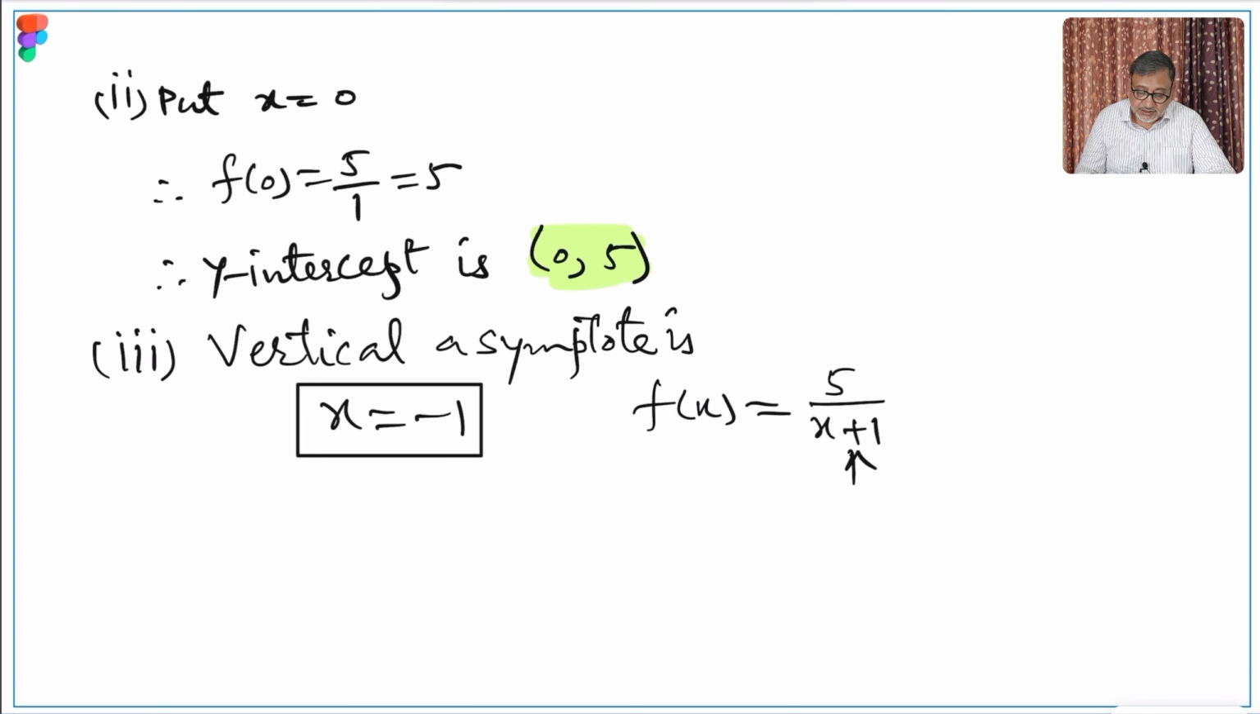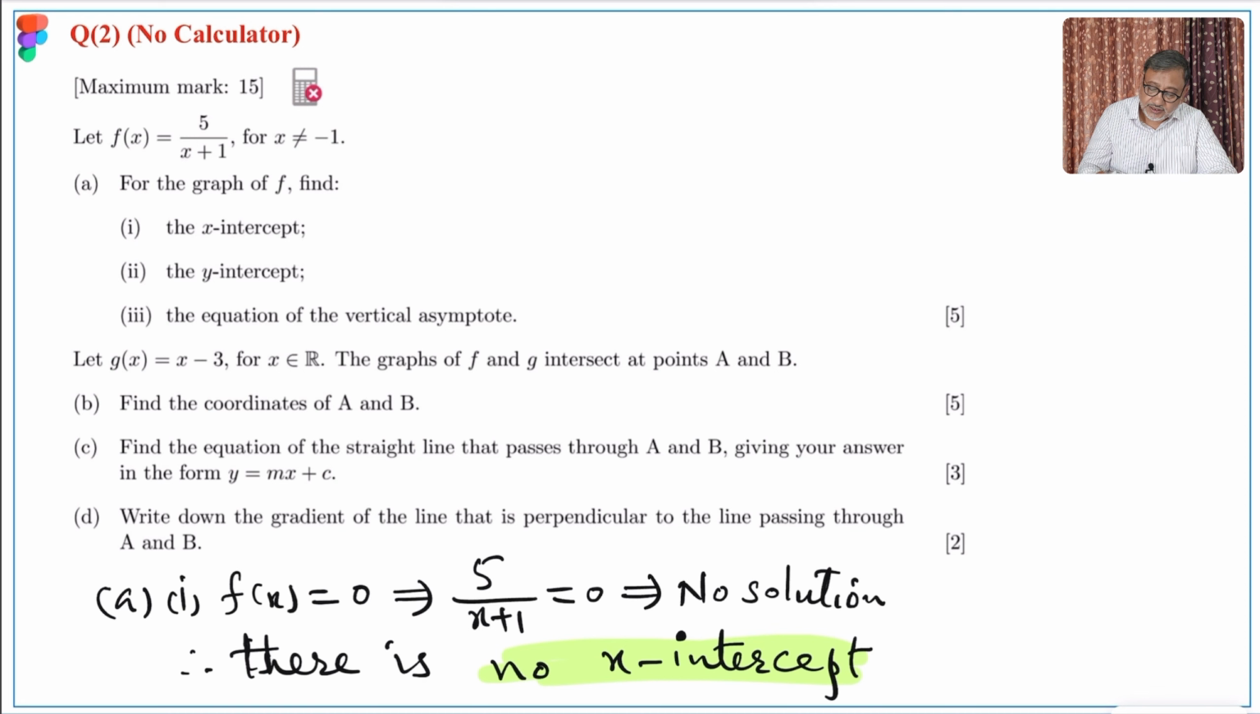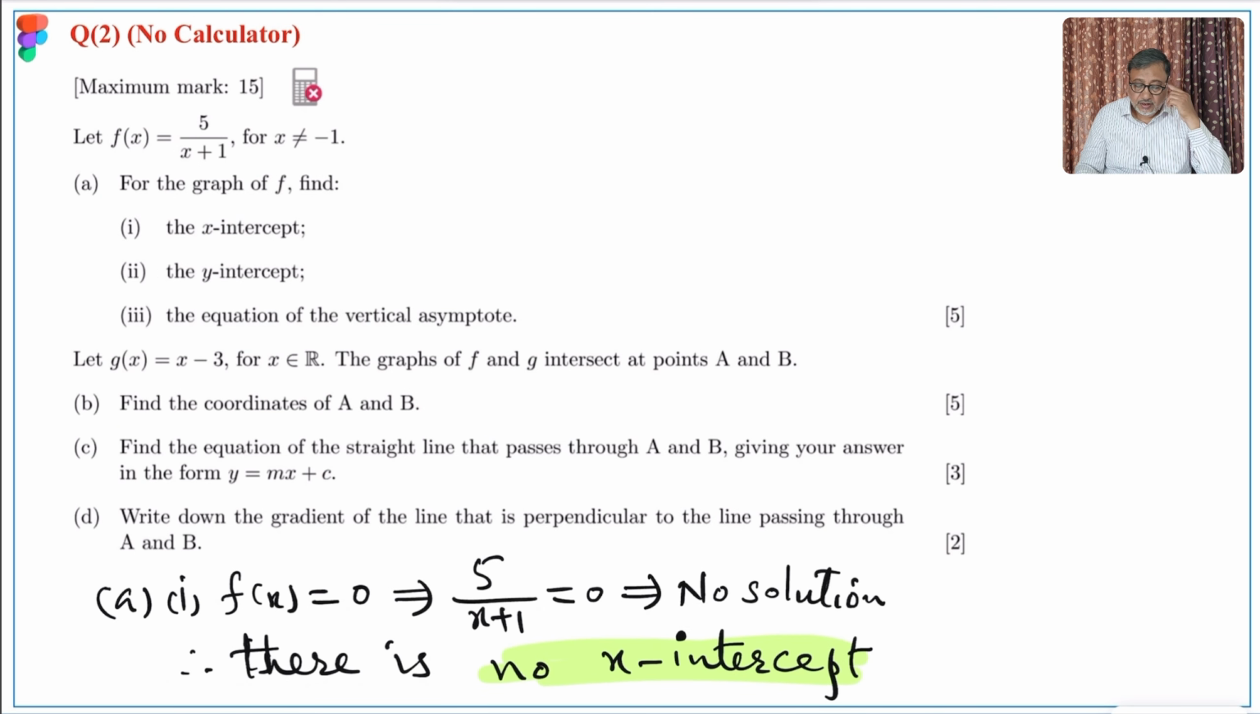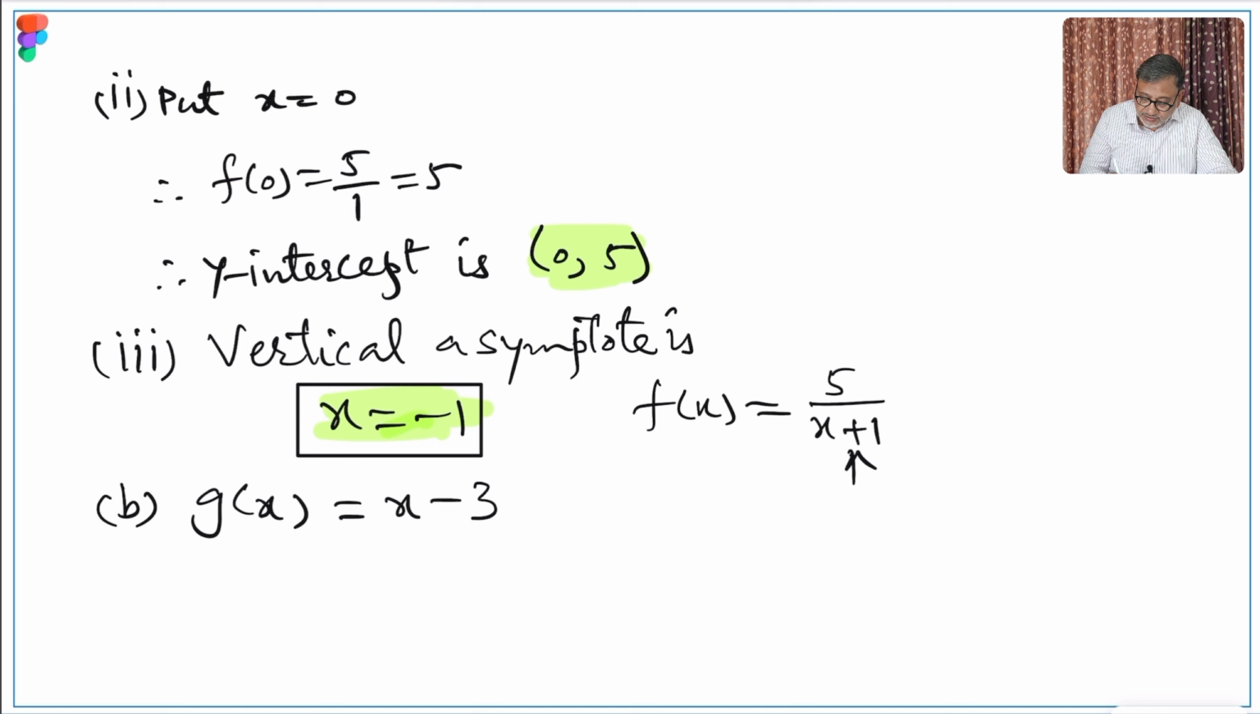Now the next part says, B part: let g of x be x minus 3. Let me write that, g of x is x minus 3. Then the graph of f and g intersect at the points A and B. Find the coordinates of A and B. They both intersect, so we'll take them equal to each other. So f of x is equal to g of x. To find the point of intersection, f of x is 5 upon x plus 1, g of x is x minus 3. Bring this here and multiply.